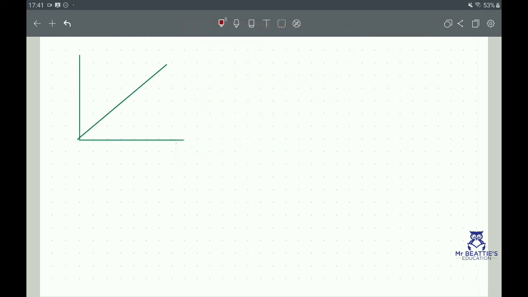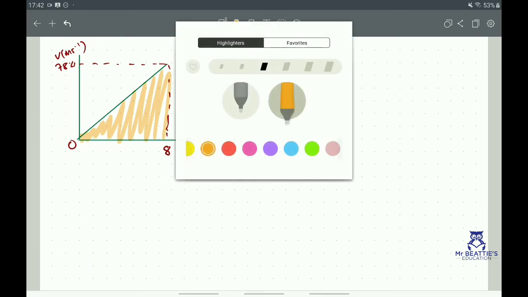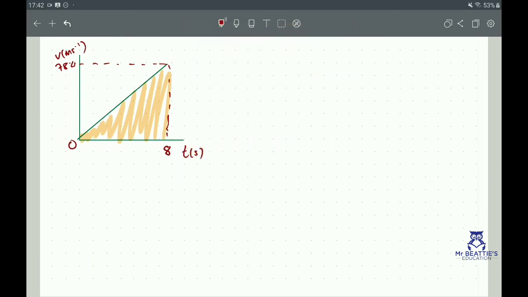Okay, now a velocity time graph has time along the bottom and velocity up the side. Starts from 0, and if I say that that's 8 seconds there, and the maximum speed it gets to is 78.4, this area in here that I've shaded and highlighted, that area is equal to the height of the cliff.